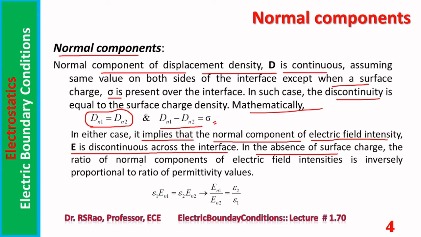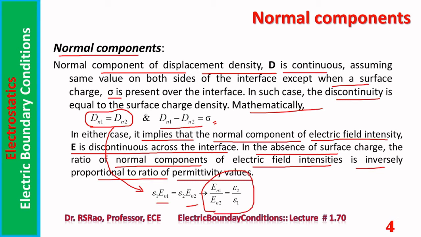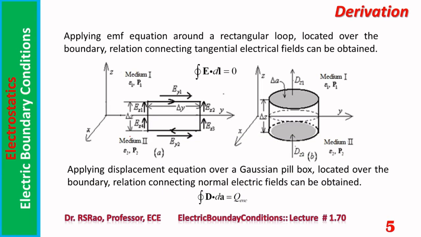In the absence of surface charge, the ratio of normal components of electric field intensities is inversely proportional to the ratio of permittivity values. See, consider this situation. Absence of surface charge. DN1 is epsilon 1 EN1, DN2 is epsilon 2 EN2. So the ratio EN1 by EN2 becomes epsilon 2 by epsilon 1. Okay. So this is as far as normal components are concerned. Now, one condition on the tangential component, one condition on the normal component of electric field. These two together are called electric field boundary conditions. Now how these two conditions, the tangential condition and the normal condition, are derived is shown here.